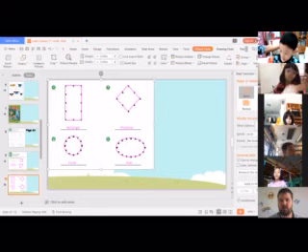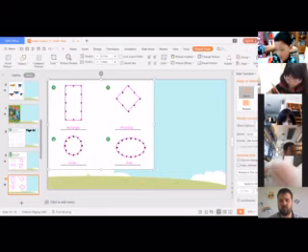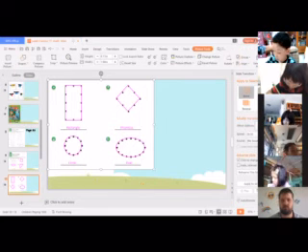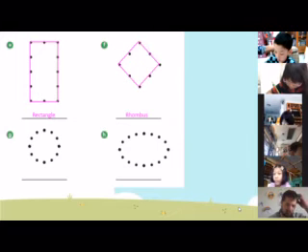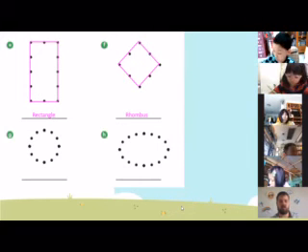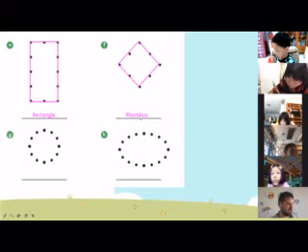Okay. Let's carry on. There we go, rhombus, which is R-H-O-M-B-U-S, rhombus. F is rhombus.